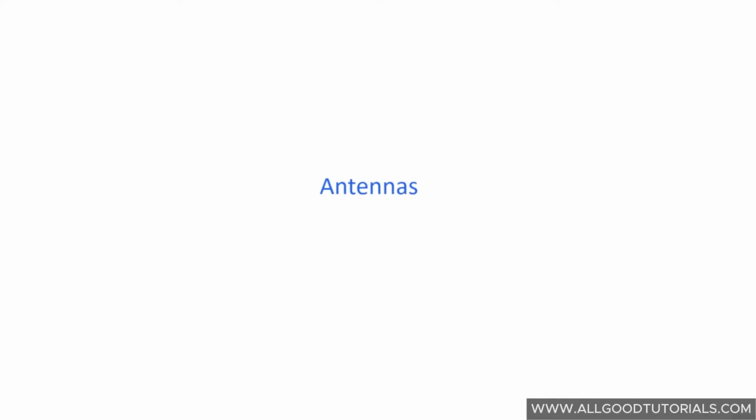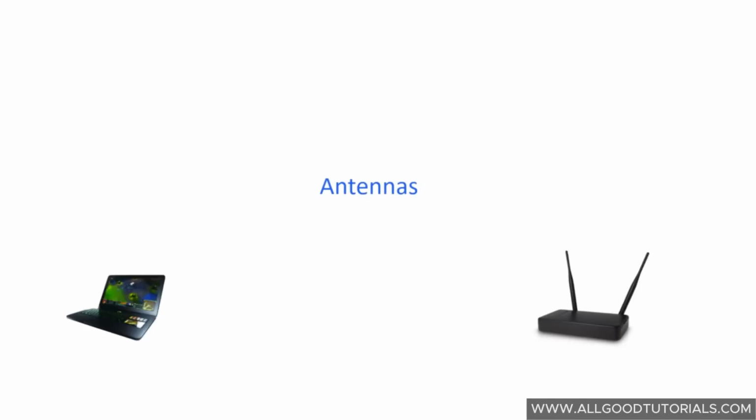Okay, it's time to talk about antennas. When we think of wireless communications, we're talking about radio waves that are transmitted from our antennas and also received by our antennas. And so when we think about antennas, we can think about them both at the wireless router, but we can also think of them on the client.